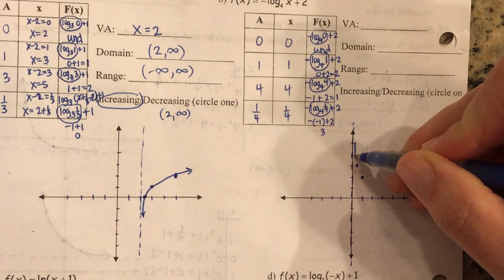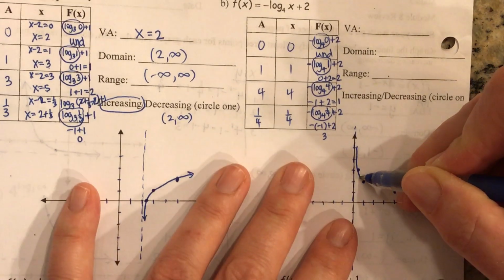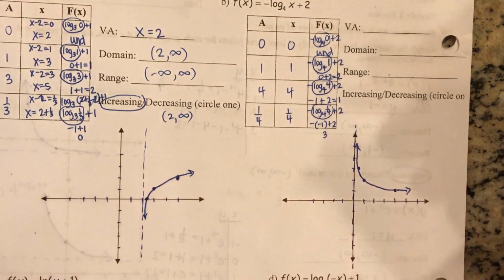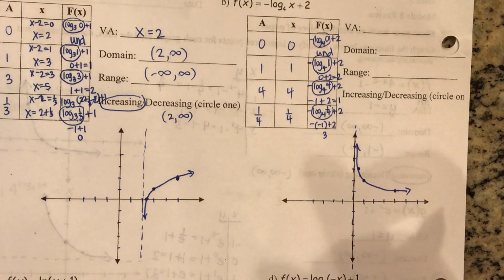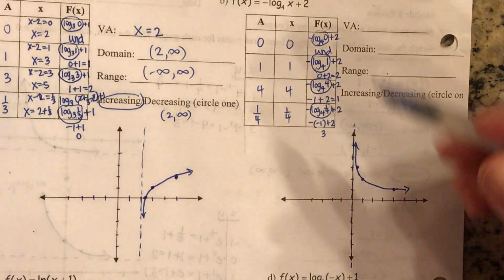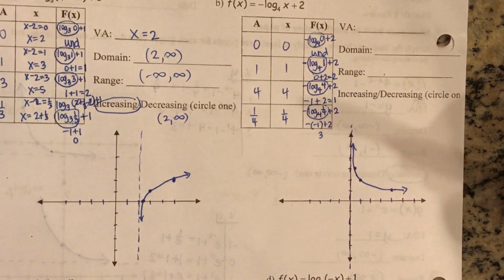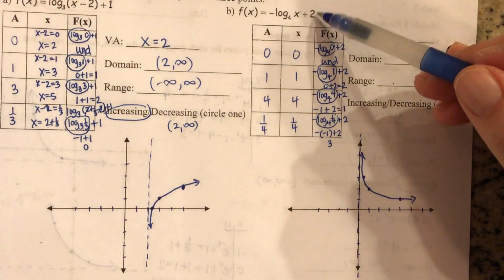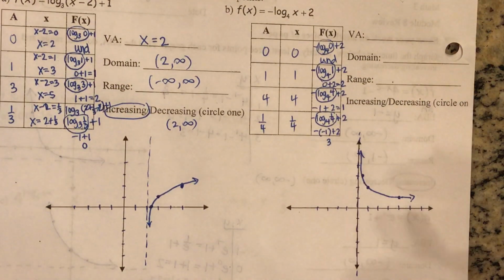So why is this thing flipped upside down? She asks. Why is this thing flipped upside down? The answer, my friends, is because of this negative out front. Oh, this negative out front. So this shifts the whole graph up too, but then this flips it down.